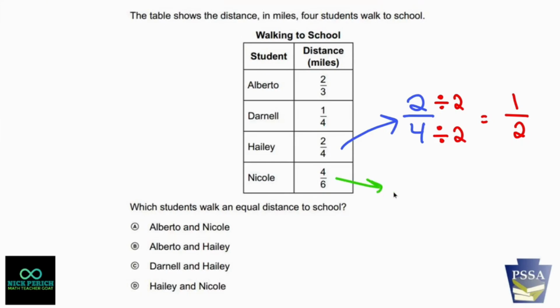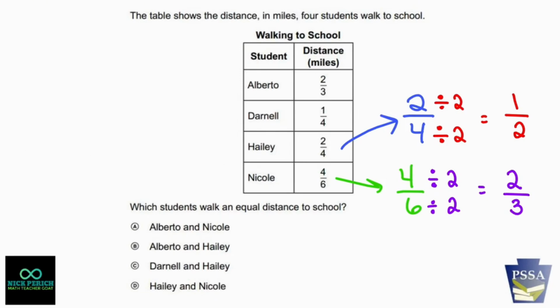What about Nicole? I said you can simplify that one too. Well, 4 and 6 are both divisible by 2 because, again, they're even numbers. So divide by 2 and divide by 2, both the numerator and the denominator. 4 divided by 2 is 2. 6 divided by 2 is 3. And so Nicole can be written as 2 over 3.